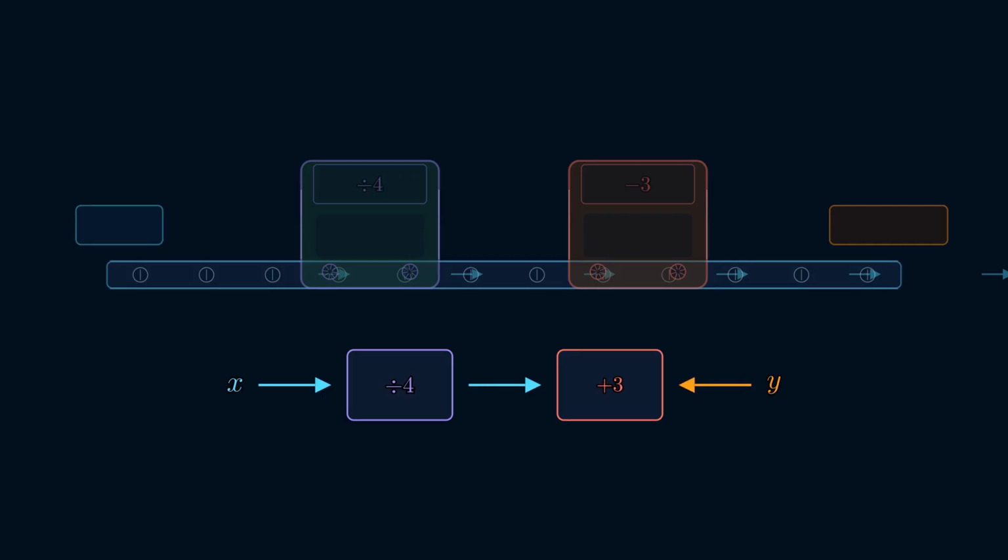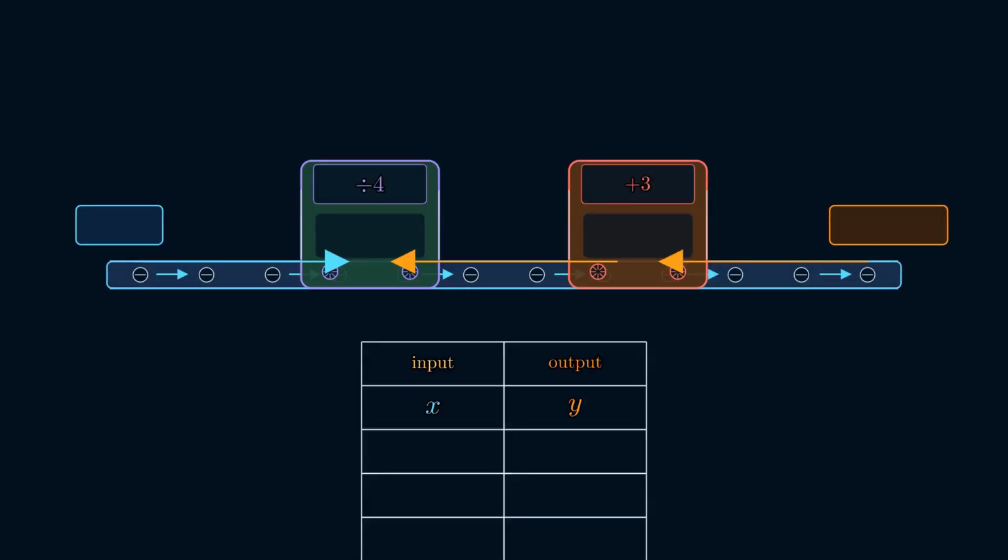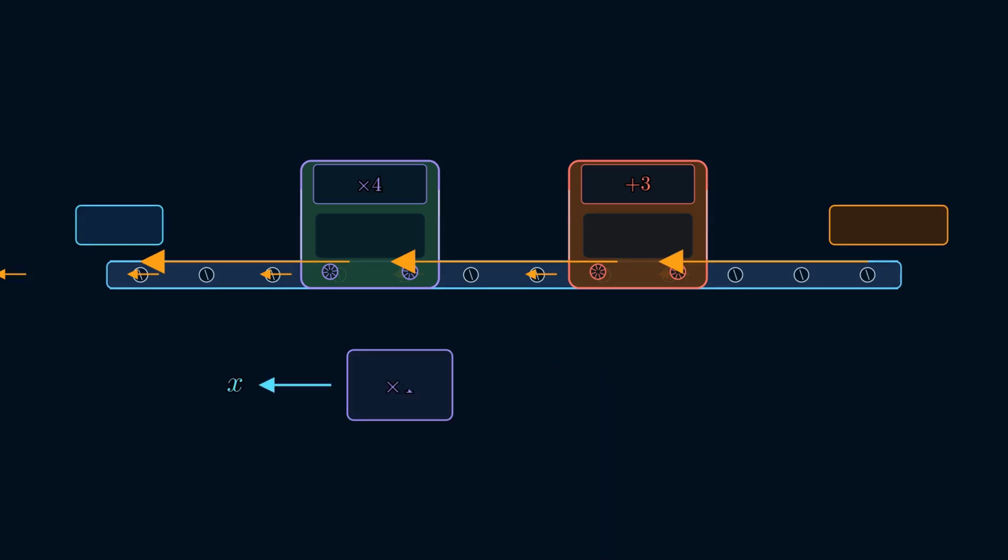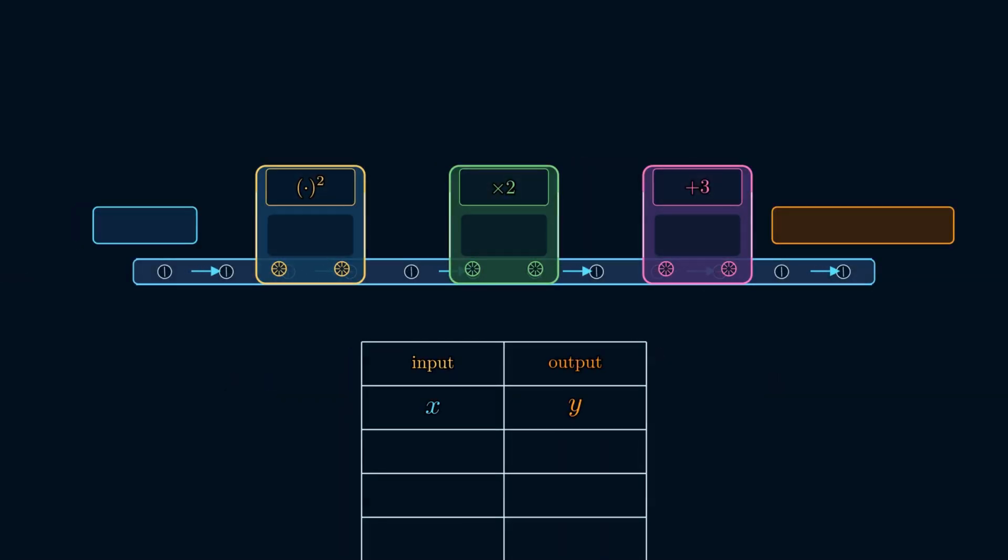Subtract 3 is undone by add 3. Divide by 4 is undone by multiply by 4. Start from 1. 1 plus 3 is 4. 4 multiplied by 4 is 16. Start from 2. 2 plus 3 is 5. 5 multiplied by 4 is 20. Start from 6. 6 plus 3 is 9. 9 multiplied by 4 is 36. The input and output columns stay in the same order. X first, then Y.